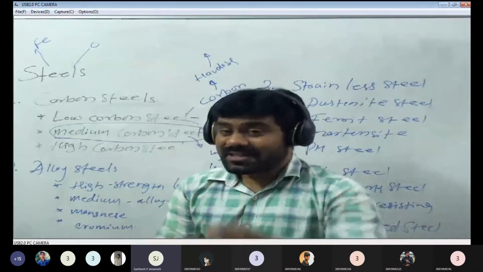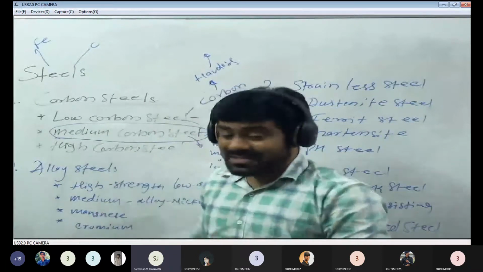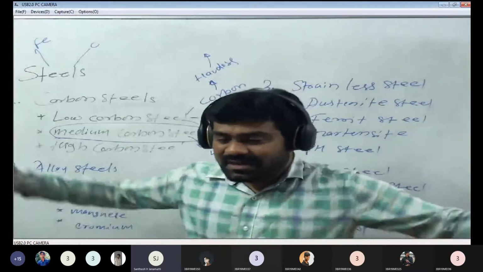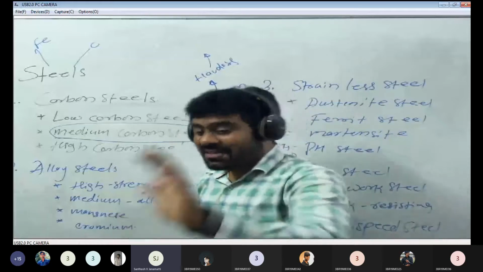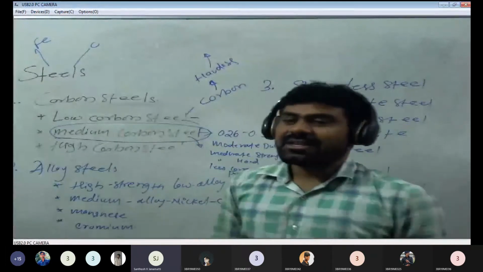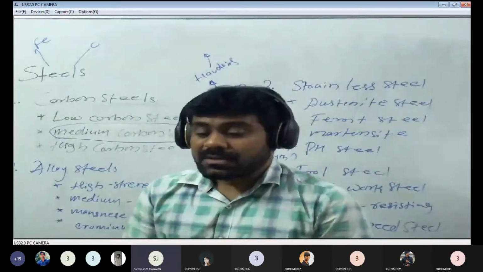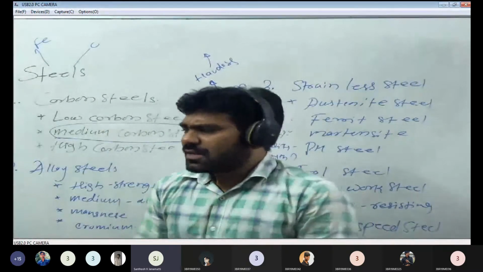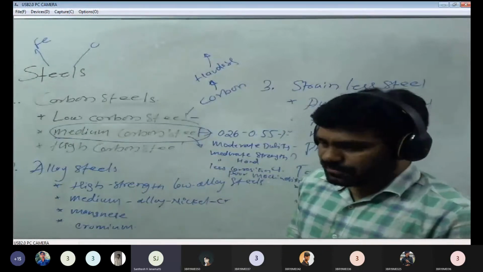Suppose one example: a railway track made of low carbon steel. What will happen? Because low carbon steel is soft, it has very excellent ductility. Once the train passes over that track, just think what will happen. That's why medium carbon steels are the best example for constructing locomotive applications such as railway tracks, wheels, coaches, and other equipment made using medium carbon steels.